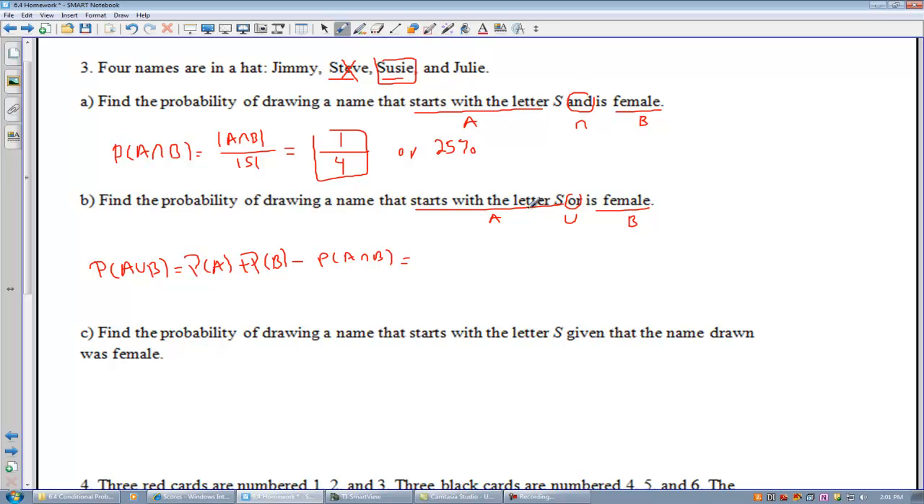And so this is equal to, right, the probability of A, so the probability that a name starts with S. Well, there's 2 names that start with S, so that's 2/4, plus female, so Susie and Julie here. Right, Susie and Julie, I'm going to assume these are the only 2 females, so that's also 2/4. And then I have to take off their intersection, which was minus 1/4. We found that up here. And so that's equal to 3/4, right? 2 plus 2 is 4, minus 1 is 3, so 3/4 of the time. Or we could write 75%.